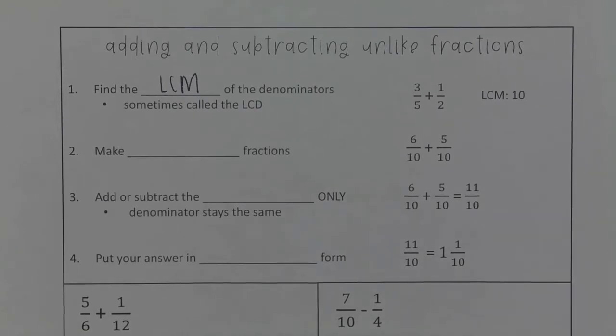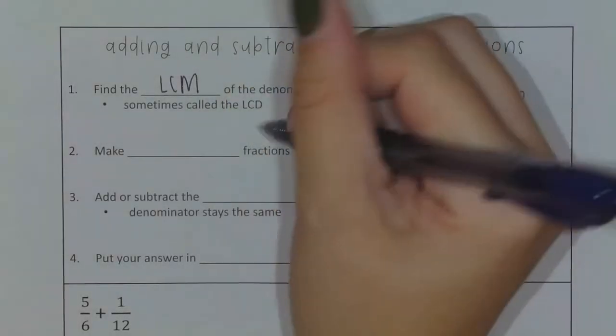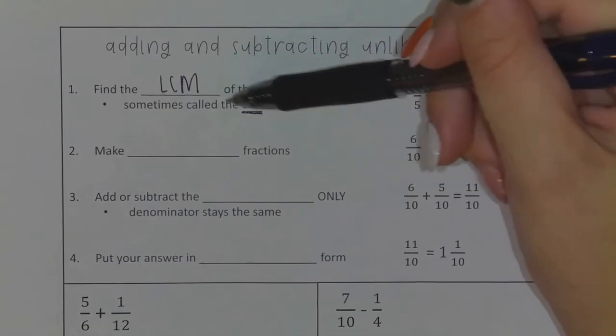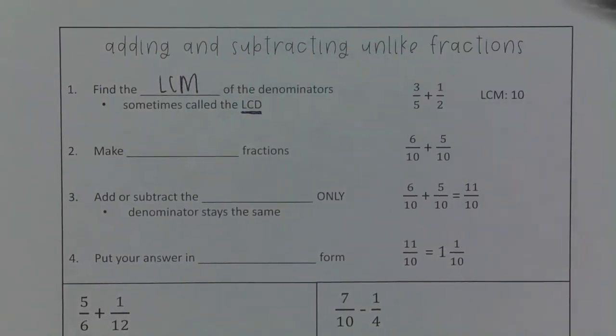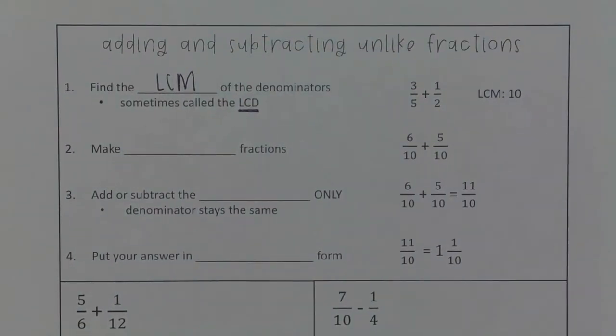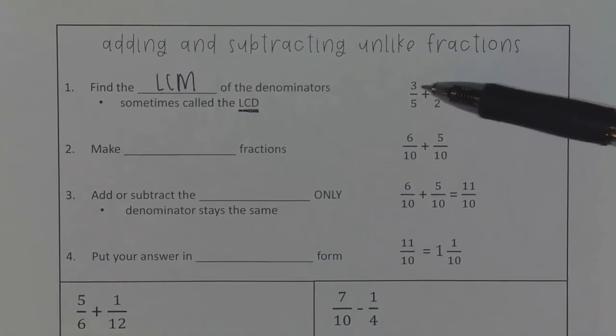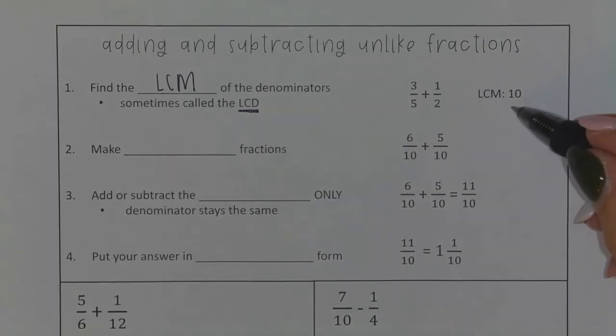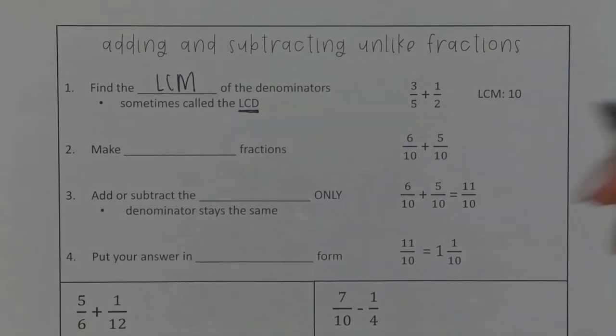So we have to find the least common multiple of the denominators, which is also sometimes called the LCD, or the least common denominator. These two terms are used interchangeably. They mean the exact same thing. So in my problem over here, I have the fractions 3/5 plus 1/2. The least common multiple, or the least common denominator, is going to be the number 10.